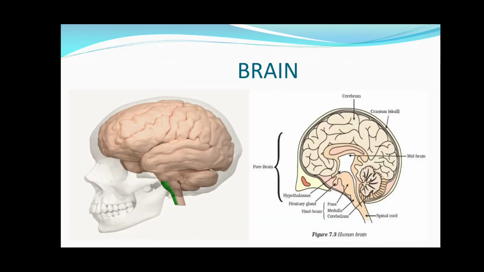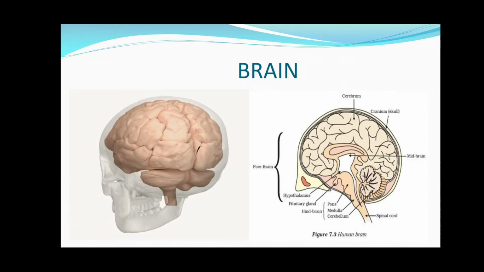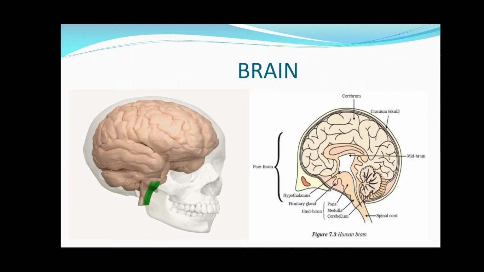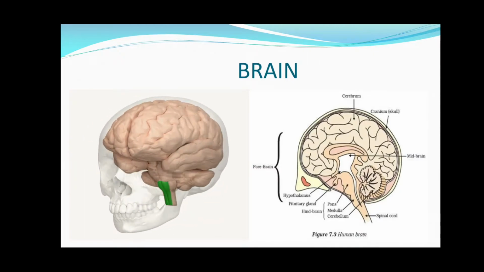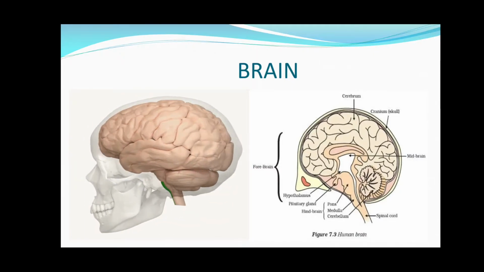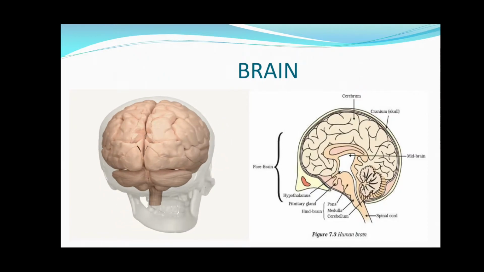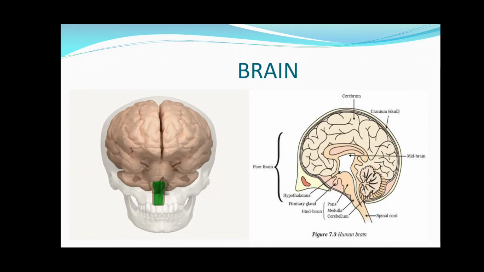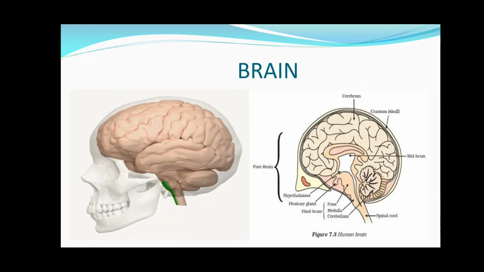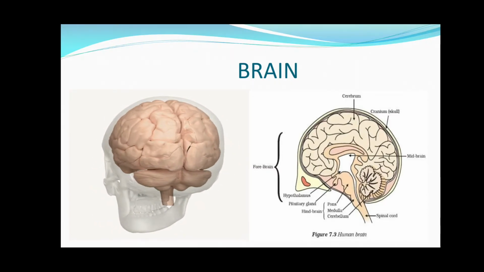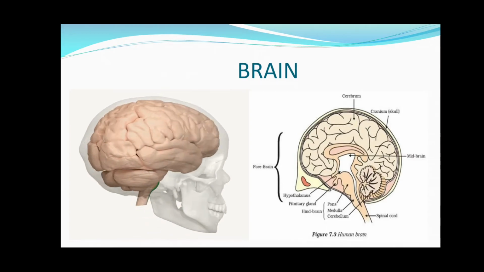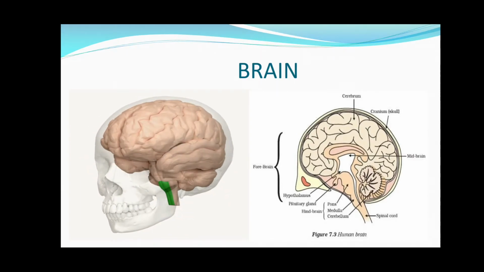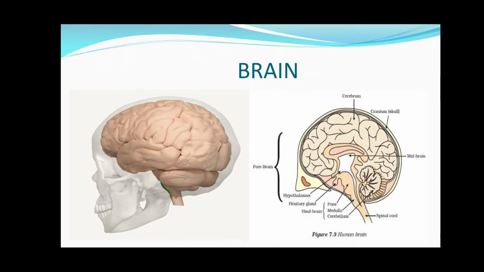First is the brain. Students, the brain is the most delicate and important organ of our nervous system, and it is situated in the head and is protected by a skull, the bony structure. The weight of our brain is about 1.35 kilograms, and the shape of the brain is roughly like a walnut kernel. The brain controls most of the human activities.